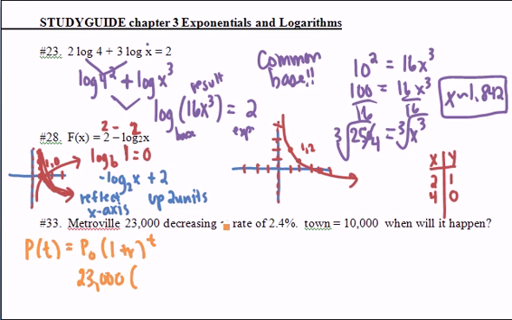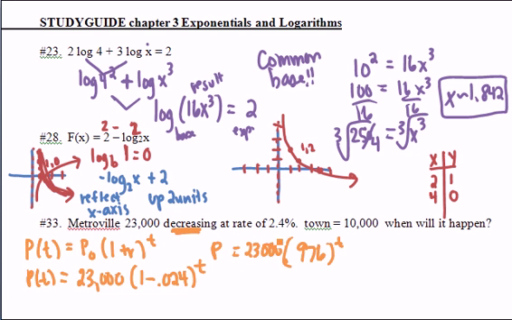The rate, since it's decreasing, is going to be a negative. So if I subtract 0.024, and remember to use a decimal, this will be my population model for Metroville. Now I don't really like the 1 minus 0.024, so I'm going to use 0.976. Then, we might just want to go through some solving next to answer the question. So there's your model.